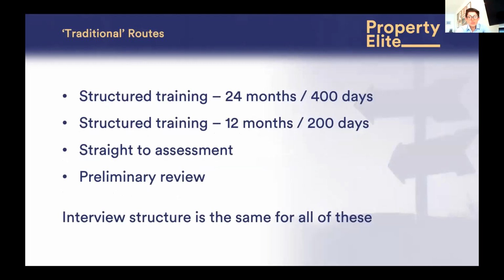So firstly, I was going to have a look at the traditional routes to getting qualified. So if you're on structured training, it'll either require 12 or 24 months of structured training, and that's split as 200 or 400 minimum days. Structured training, if you're looking at which route is right for you, would be where you've got an RICS accredited degree. If you want to check that, ask RICS or your university, or RICS have a section on their website called RICS courses. You can then check if your course is accredited.